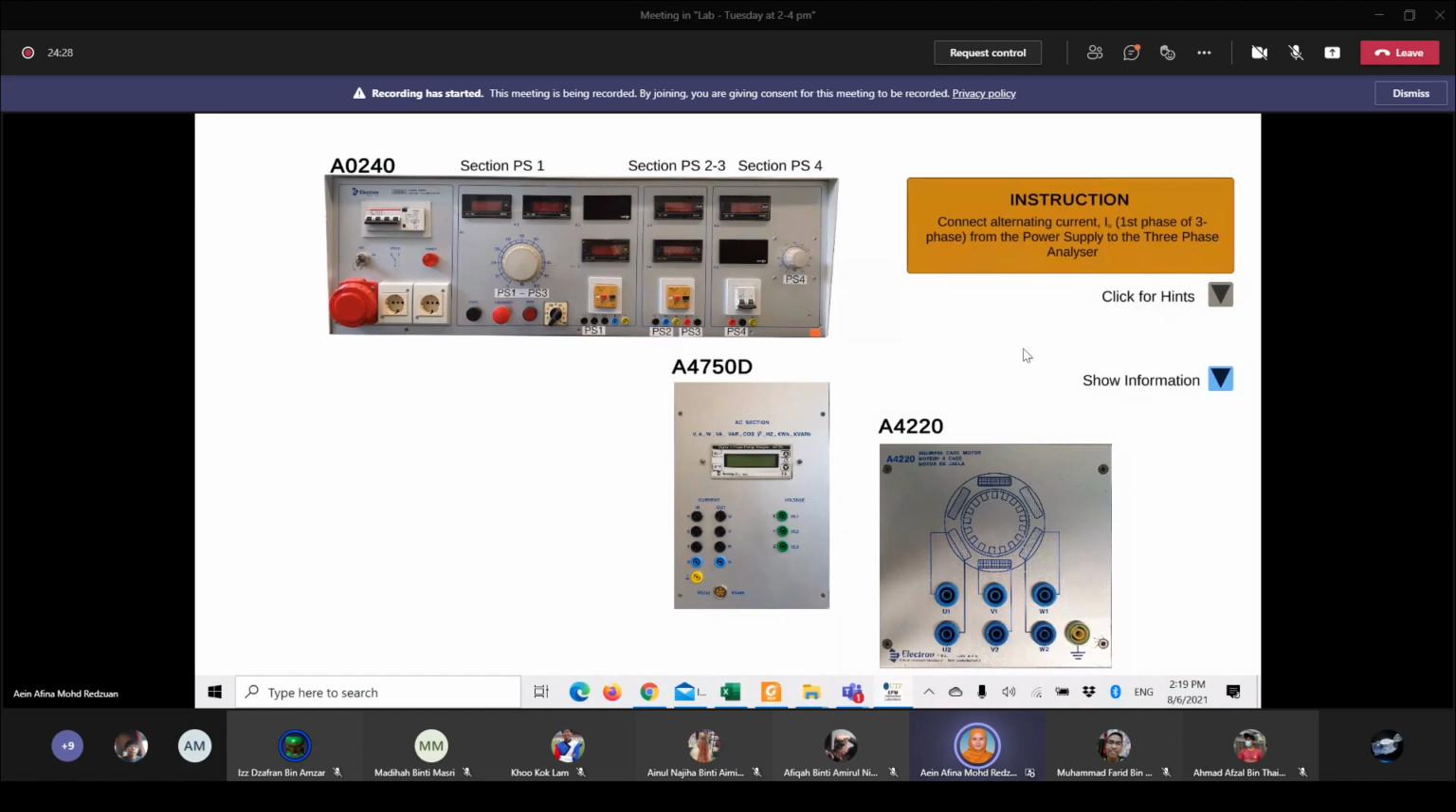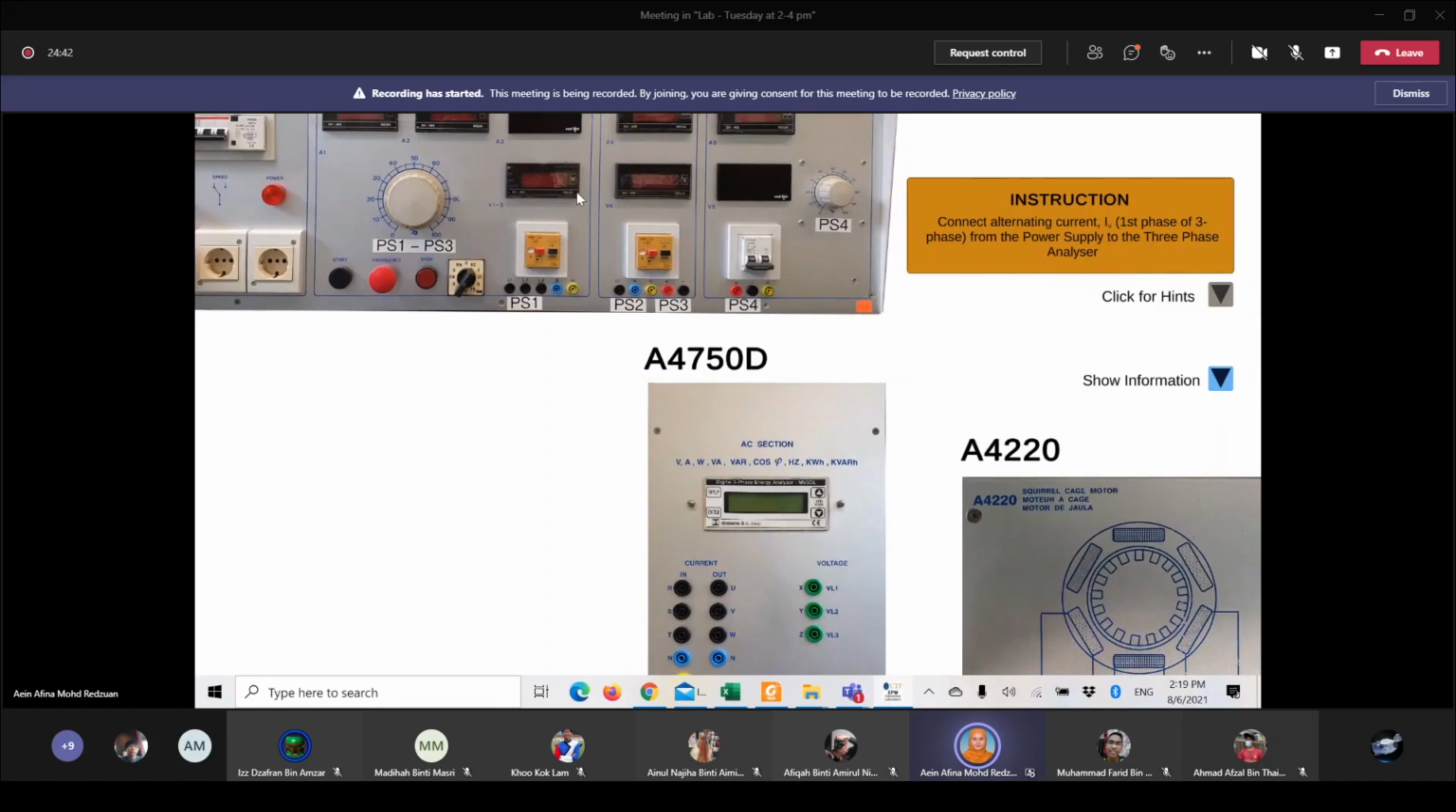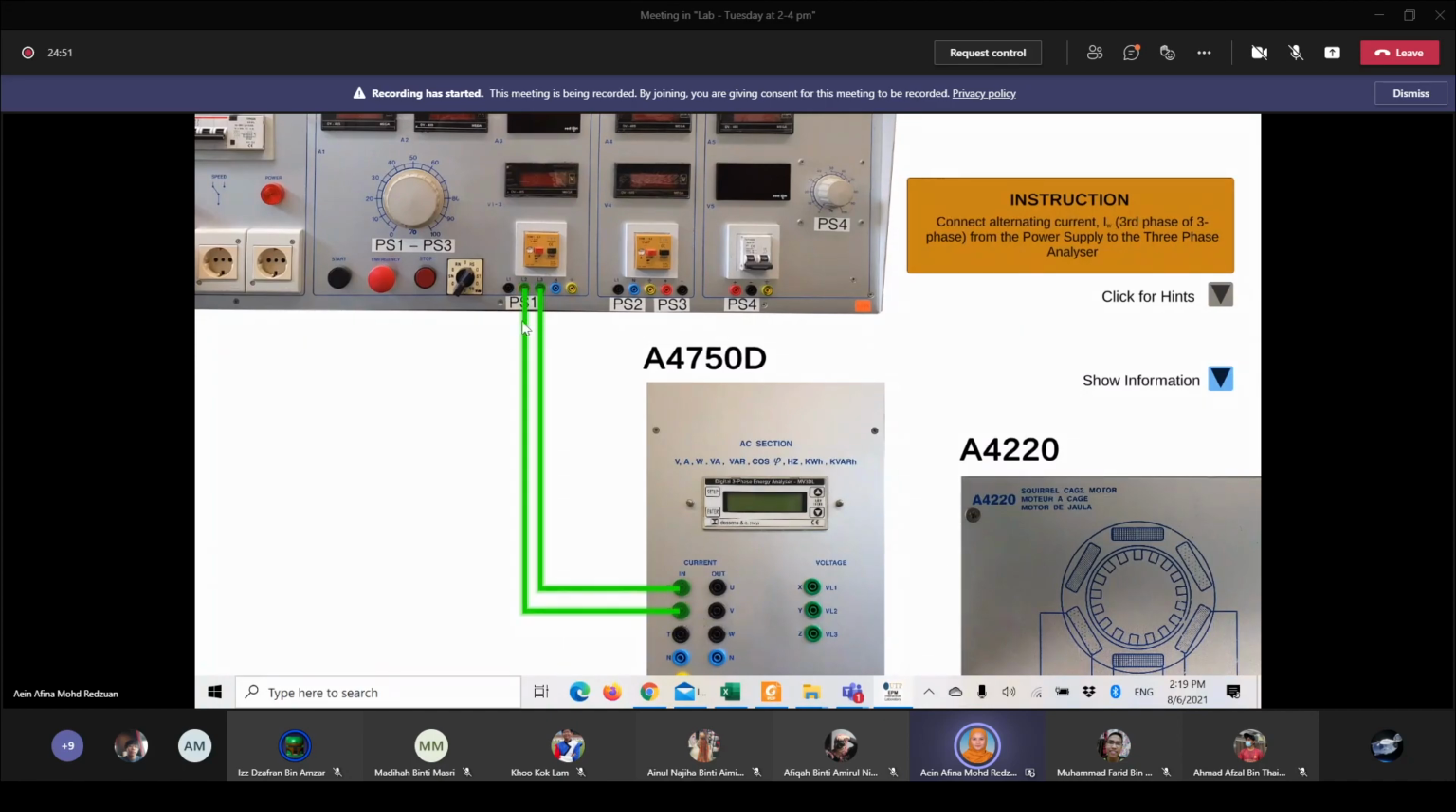Now we are going to connect the alternating current, first phase of three phase, from the power supply to the three-phase analyzer. Just connect L1 to R, L2 to S, L3 to T.